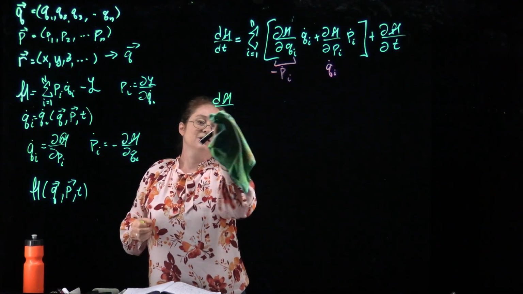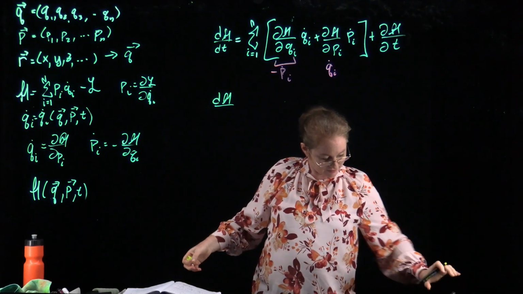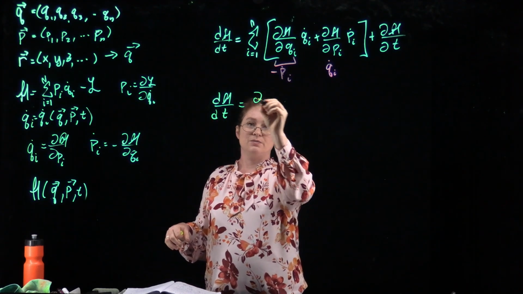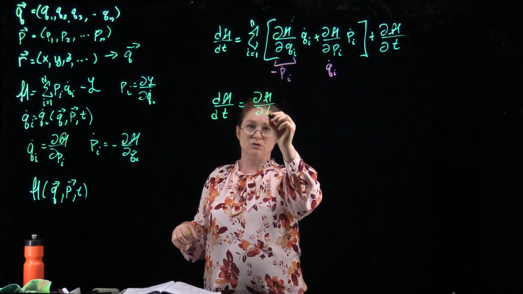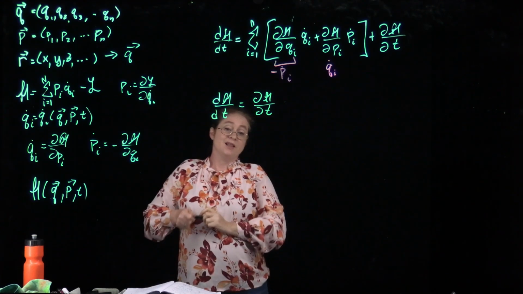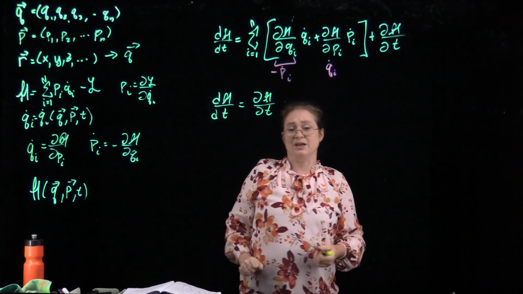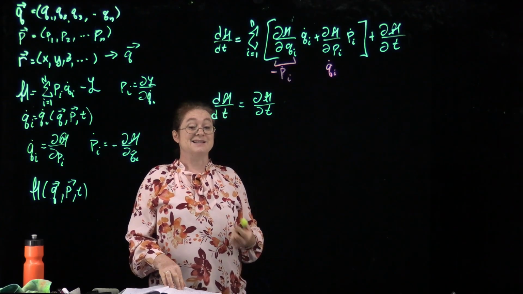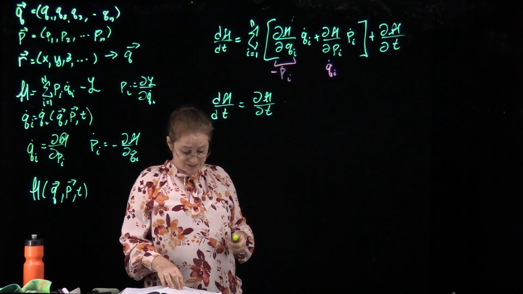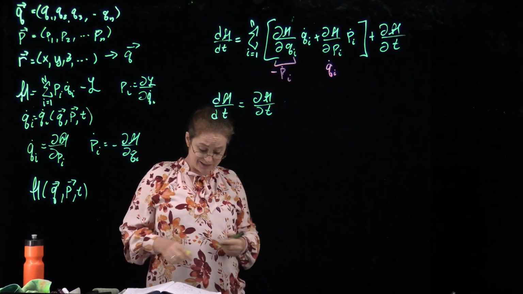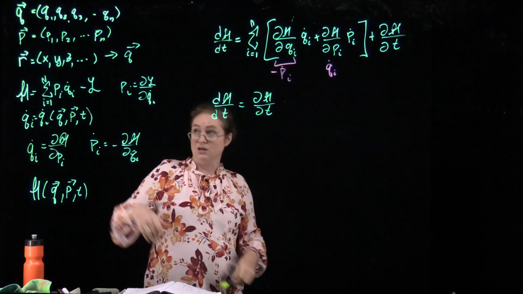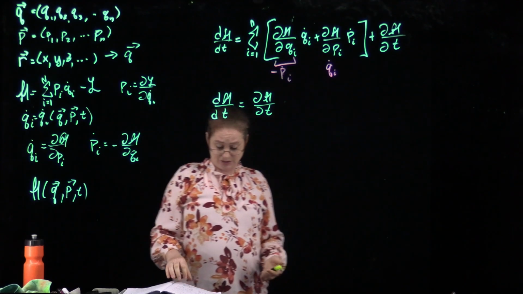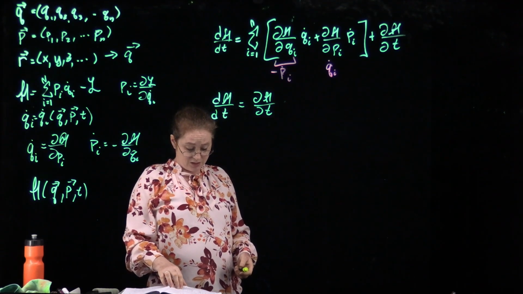Always those partials. This chapter has me writing partials constantly. The time derivative of the Hamiltonian is simply equal to the partial derivative of the Hamiltonian with respect to time. So the only time dependence that we can have in the Hamiltonian is any explicit time dependence. If the Hamiltonian does not have explicit time dependence, then the Hamiltonian is constant, and because the Hamiltonian in that case corresponds to the total energy, that implies that the total energy is constant.